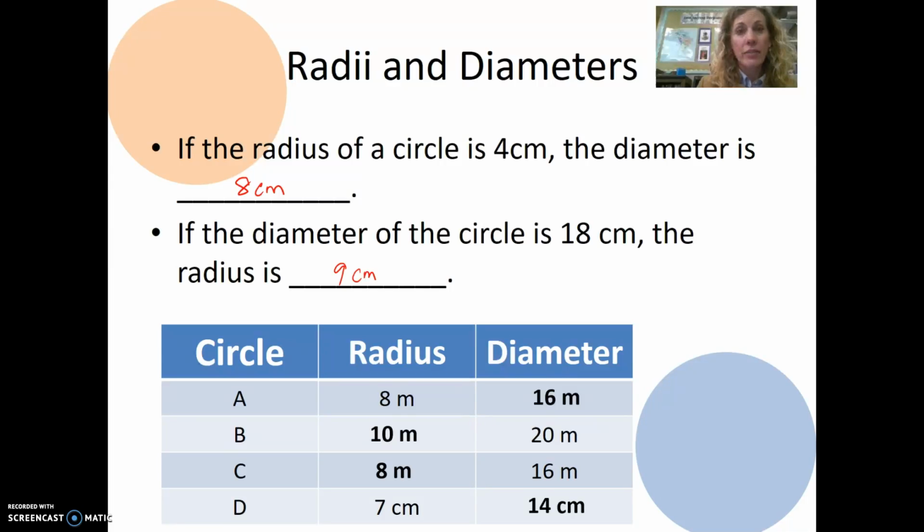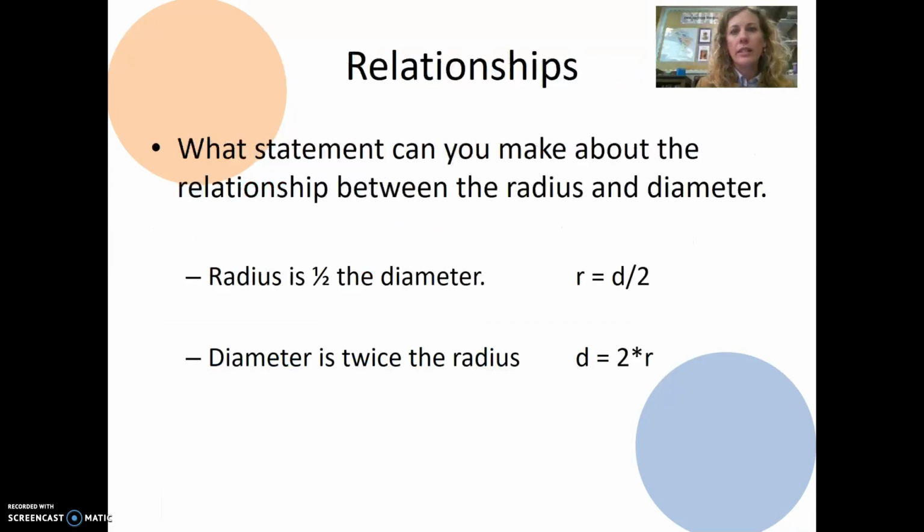Okay, so you guys, after this video, should be able to write a rule or a relationship between radius and diameter. So what I'd like you to write is that radius is half of the diameter, and write this formula over here, r equals d over 2, and write diameter is twice the radius, d equals 2 times r, and that's a little times sign right there. Okay?